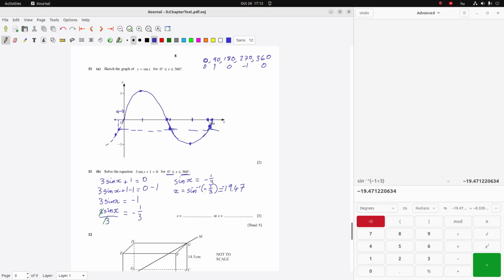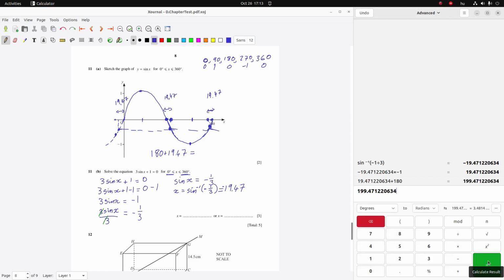And we know this distance, which is 19.47. This distance is also 19.47, and this distance is also 19.47. So in this case, we can find this point, x, by adding 180. 180 plus 19.47, multiplied by negative 1 to make it positive, and add 180. And we end up with 199.47, or 199.5.